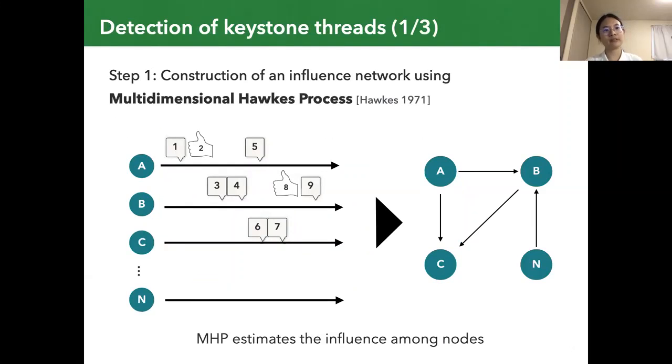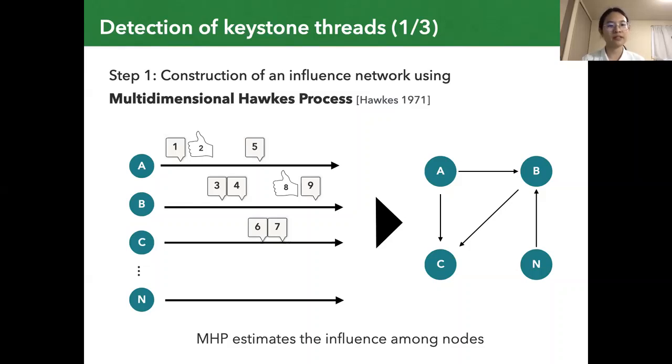There are 3 steps to detect keystone threads. Step 1, we collect sequence of comments and likes of all threads. Then we estimate magnitudes of influence between each thread by using multi-dimensional Hawkes process, or MHP.